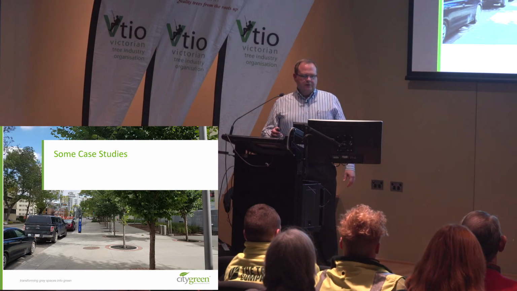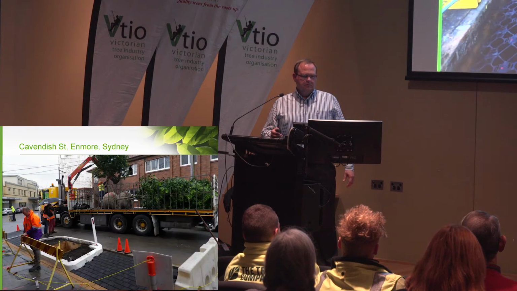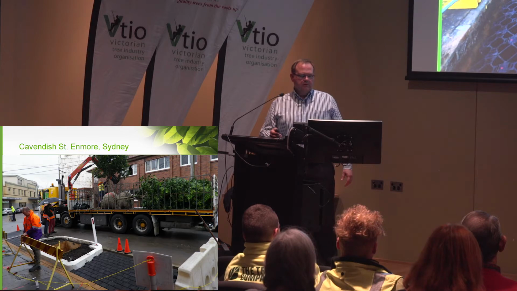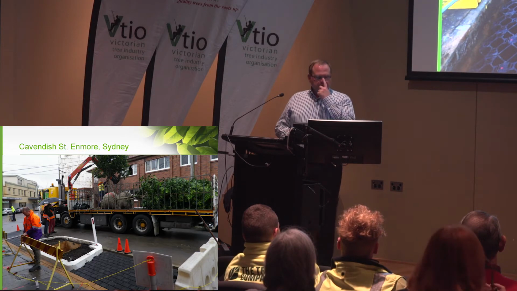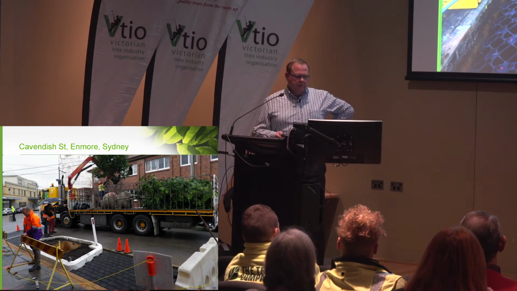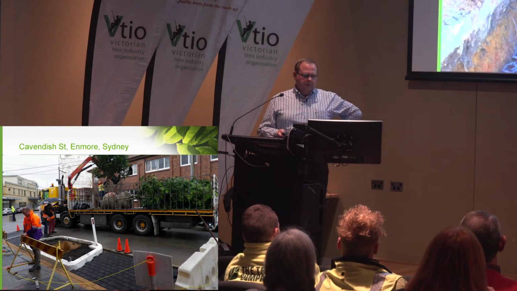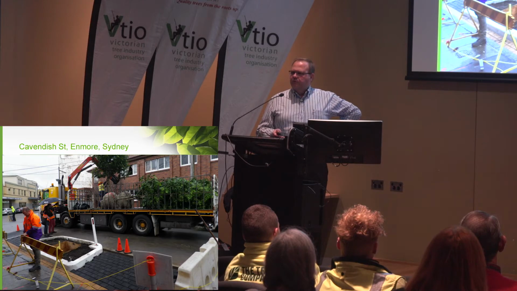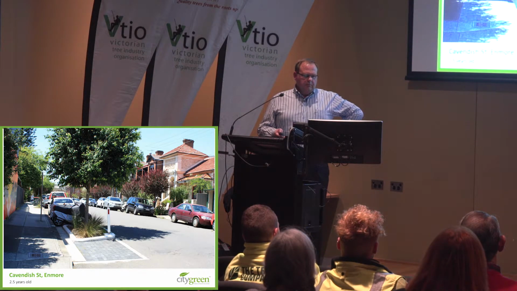So I'll just go through a few case studies and then we'll take some questions. This is a project where an inner city council in Sydney was doing a trial with a tree which is actually taking runoff off the crown of the road, and the water goes through a permeable paver system, and the trees are doing exceedingly well.